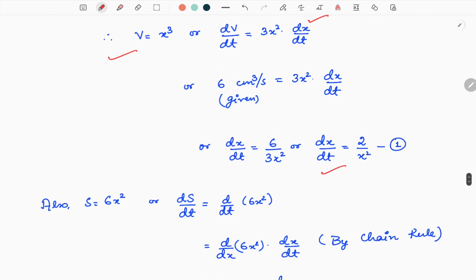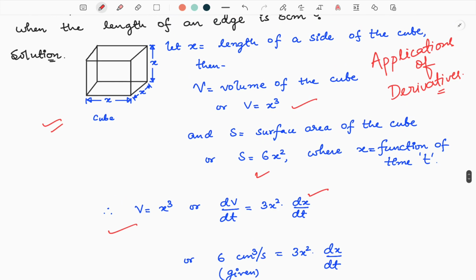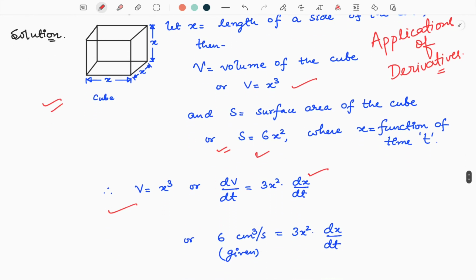Now come to the equation of surface area. Surface area is given as 6x square. It is not given in the question, but you can easily remember the formula of surface area. You don't have to get confused whether it is lateral surface area or total surface area. When nothing is given, you take the total surface area.